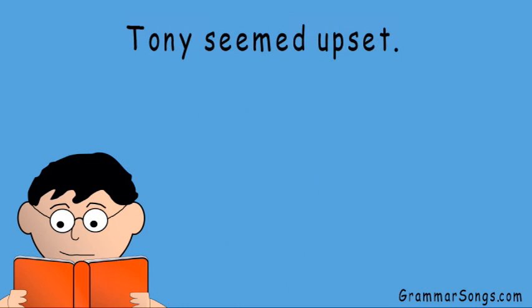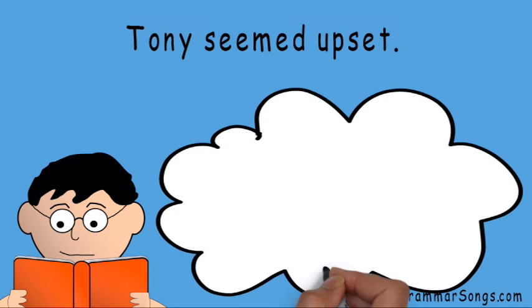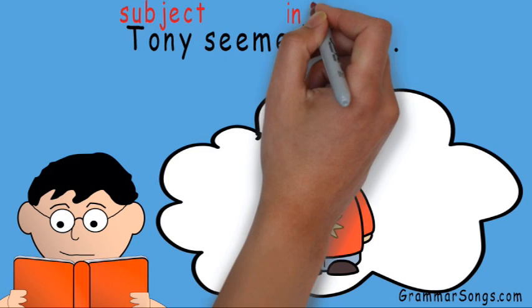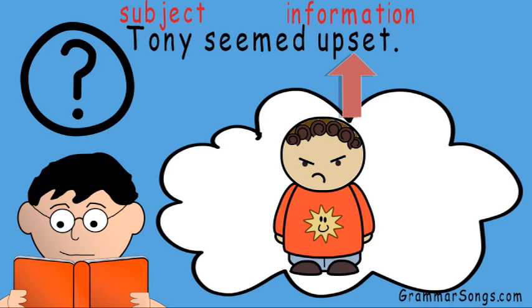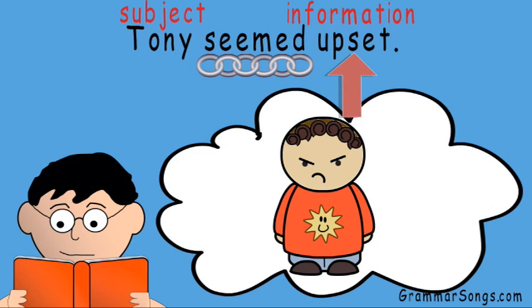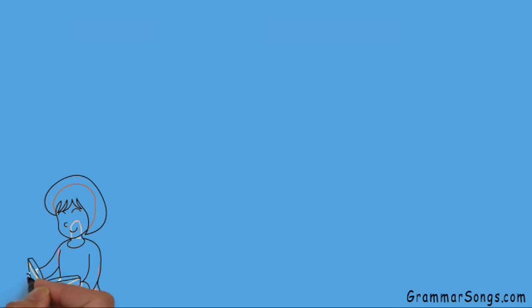Tony seemed upset. When I read this sentence, I get a picture in my head. I see Tony. He sure doesn't look happy. Tony is what or who the sentence is about, so he's my subject. And the information I'm learning is that he's upset. So which word is the linking verb? Which word links the subject to more information? Seemed is the linking verb. Seemed connects the subject, Tony, to the information. He's upset.